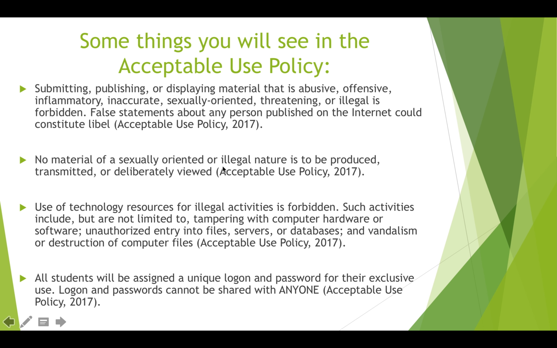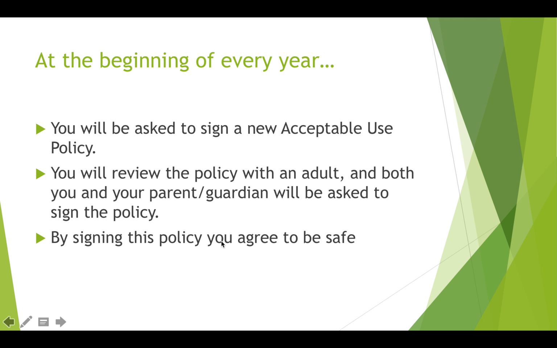And no material of sexually oriented or illegal nature is to be produced, transmitted, or deliberately viewed. So you really need to make sure that you're watching appropriate stuff and that you're accessing appropriate stuff. These are just a few of the many acceptable use policy rules that you can see in the acceptable use policy. So at the beginning of every year, you're going to be asked to sign a new acceptable use policy. You're going to review the policy with an adult, and both you and your parent or guardian will be asked to sign the policy. Then by signing the policy, you agree to be safe.